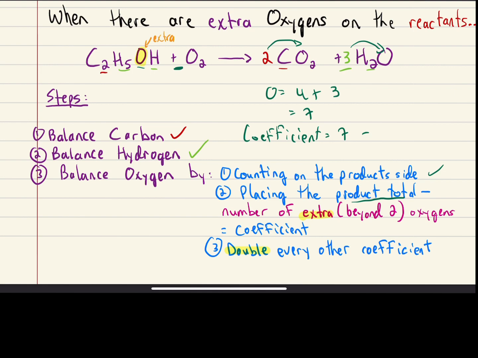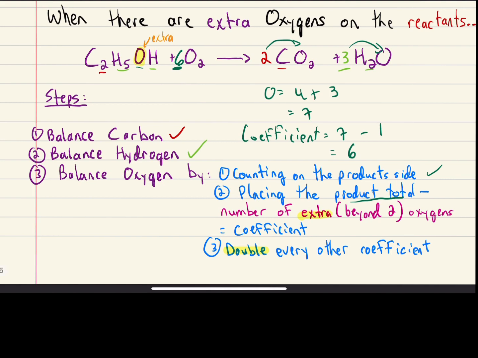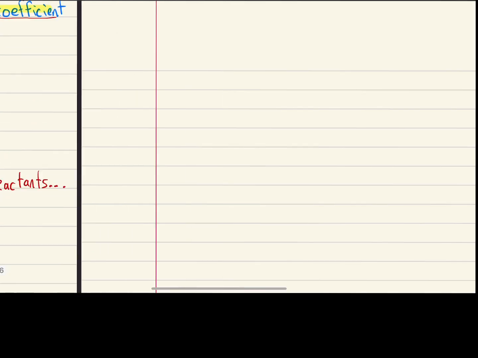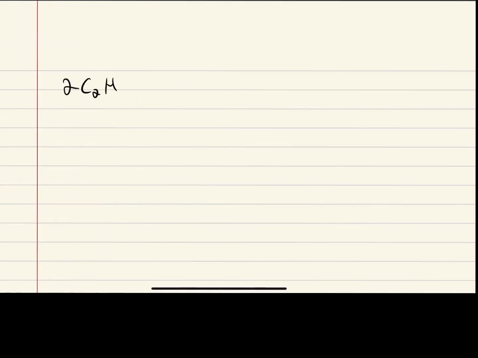Whatever that difference is, that is going to equal the coefficient that we place. So in this case, we have a product total of 7, and we subtract the 1 extra oxygen that is present on the reactant side. That would give us the coefficient of 6. After this, we're going to double all the other coefficients to fully balance our equation, much like we did with our previous odd number of oxygens reactions.